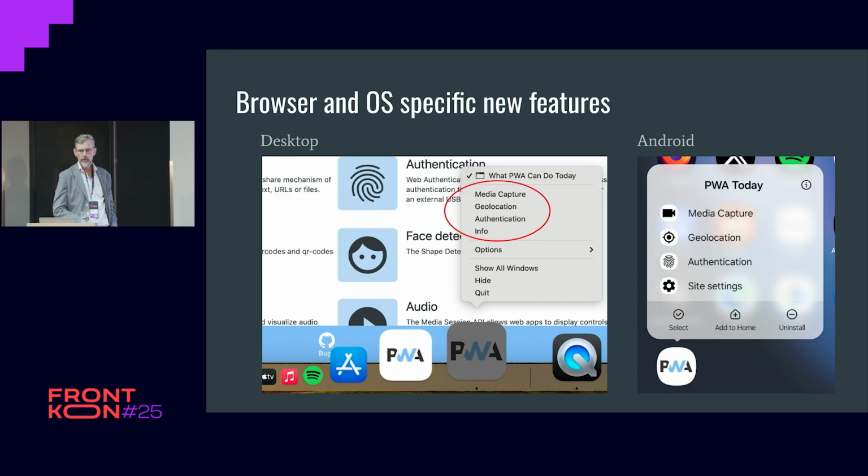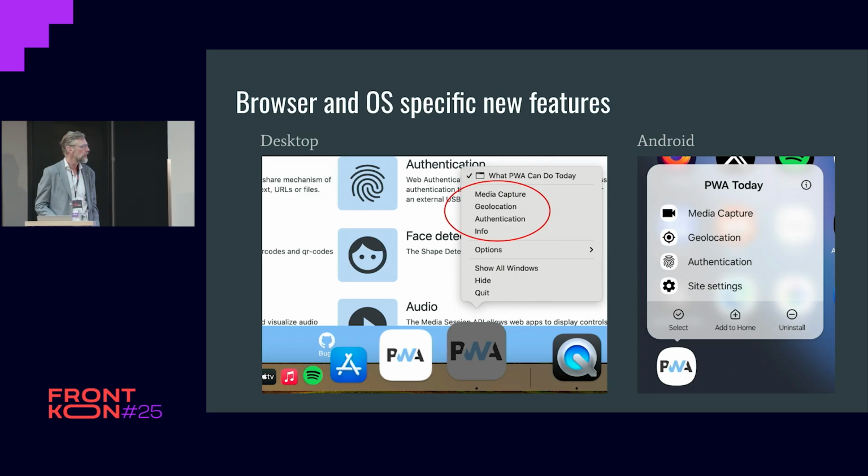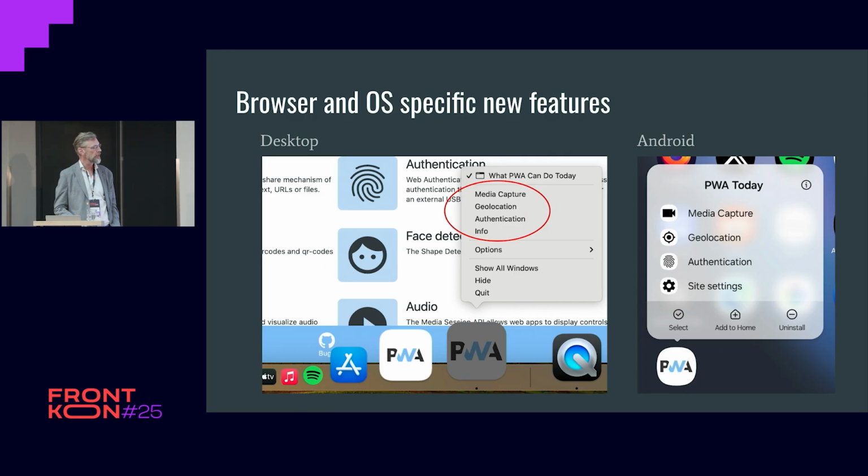A current limitation for desktop is that the app needs to be running before you can see this. So if the app is not running and you right-click it, you won't see the menu. But if it's running and you right-click it, then you will see the shortcuts. Would be better the other way around, but unfortunately on desktop this is not the case.